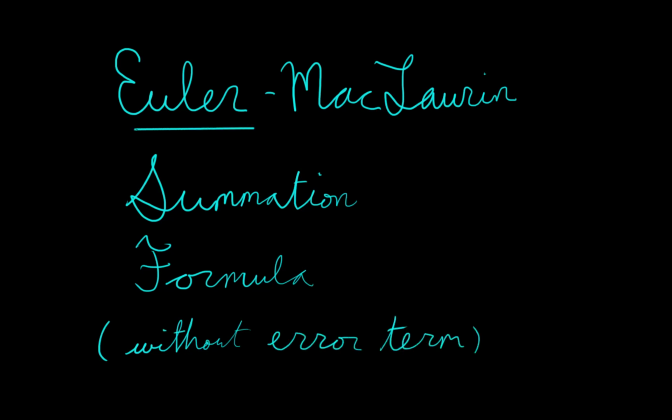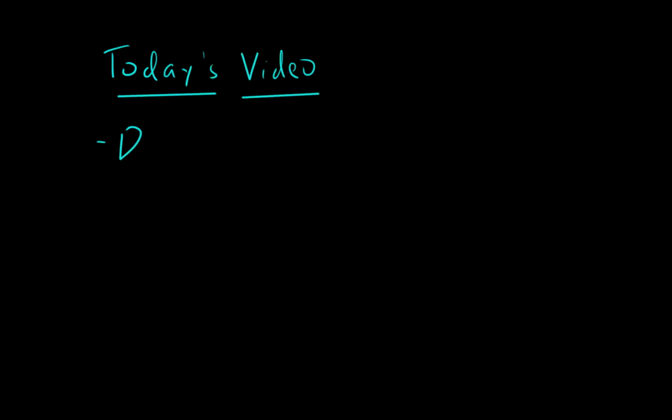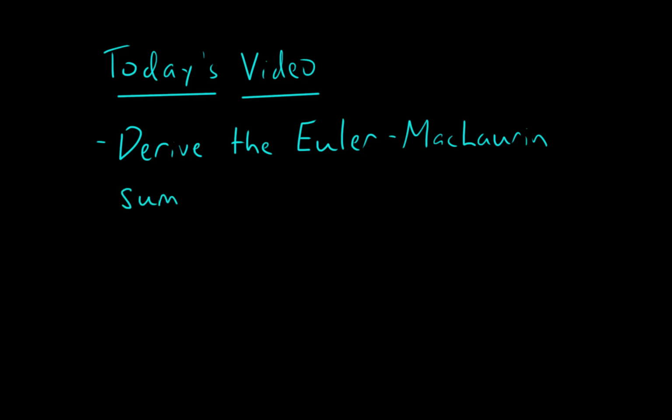And even without deriving the formula in its final form, which includes an error term, it's still an incredibly powerful and useful formula, as I hope you'll all see today. So in today's video, we're going to do a few things. First, we're going to actually derive the Euler-Maclaurin summation formula without the error term. And then once we have this formula, we're going to show how to apply it in a couple interesting cases.